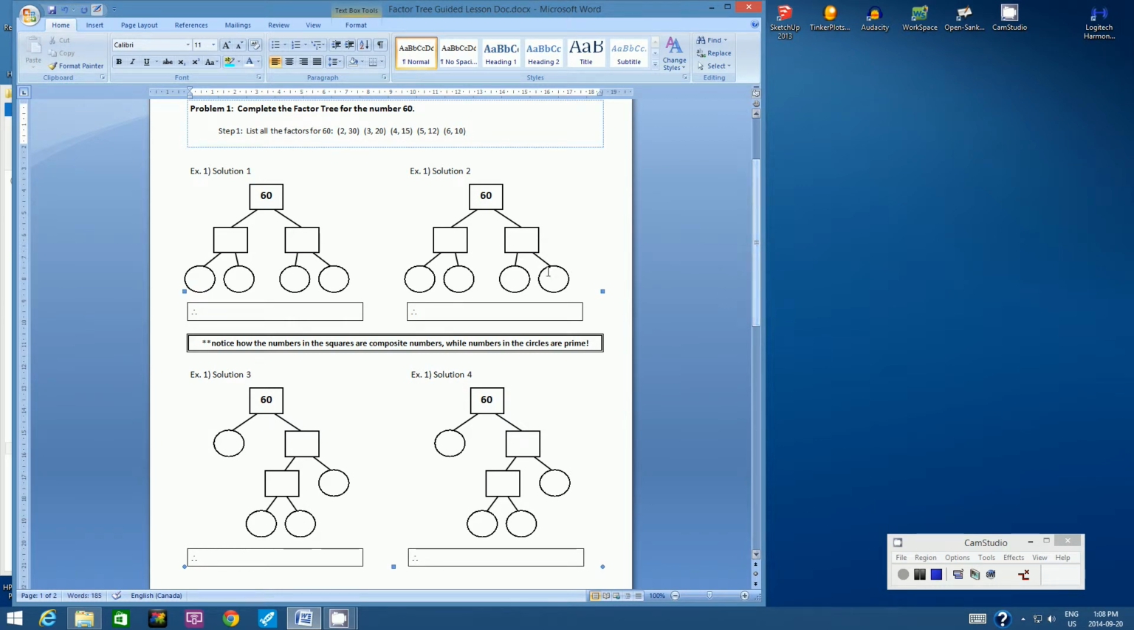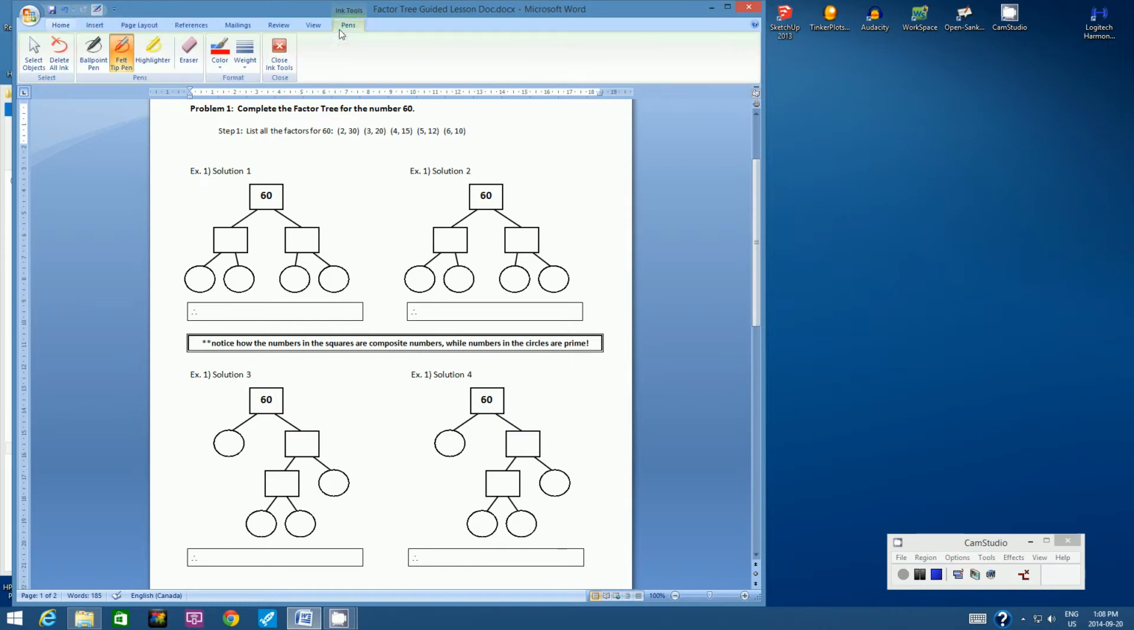Okay, let's have a look at solution 1. At the top of the tree, we have our number 60. We see in solution 1 that 60 can be divided into 2 numbers. There are 2 branches here, so we're looking for 2 numbers. I'm going to randomly choose this pair here, 6 and 10. So 60 can be broken down into the factors 6 and 10.